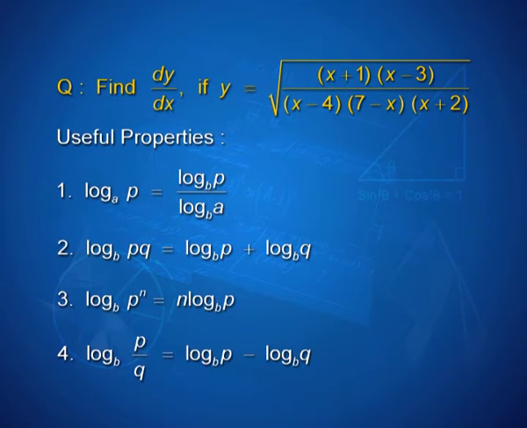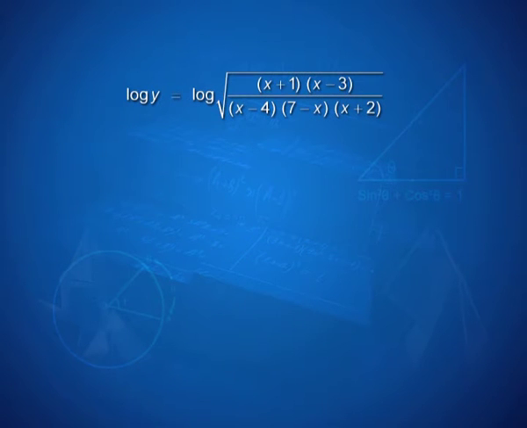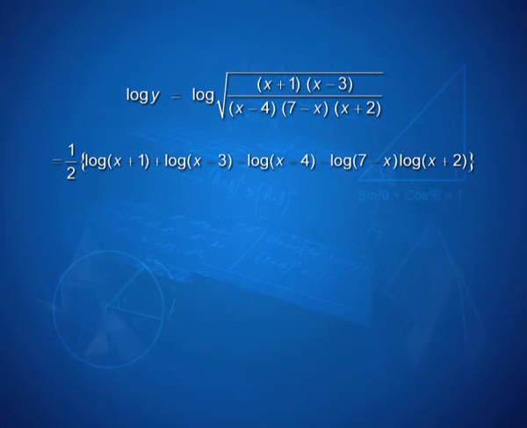Starting with y, which is the square root of x plus 1 into x minus 3 upon x minus 4 into 7 minus x into x plus 2. Taking log of both sides, we get log of y as log of the entire expression, and again using the properties that we have just displayed, it all simplifies to half of log of x plus 1 plus log of x minus 3 and then minus, because now we are looking at log of m by n resulting in log m minus log n. So, the entire expression gets written either as the sum or difference of terms which are with log.